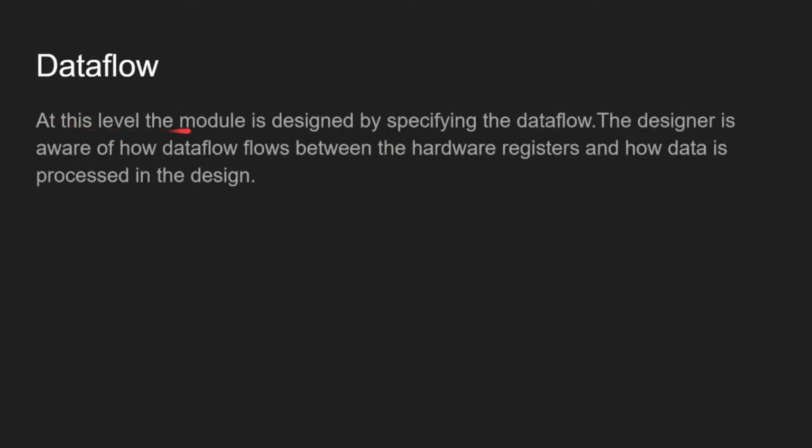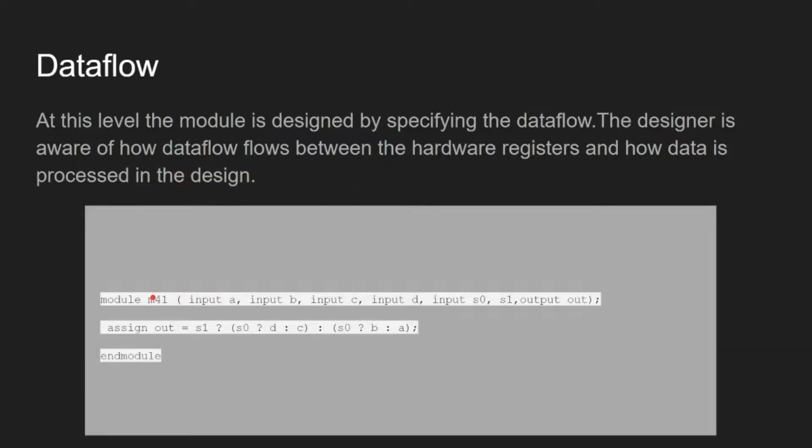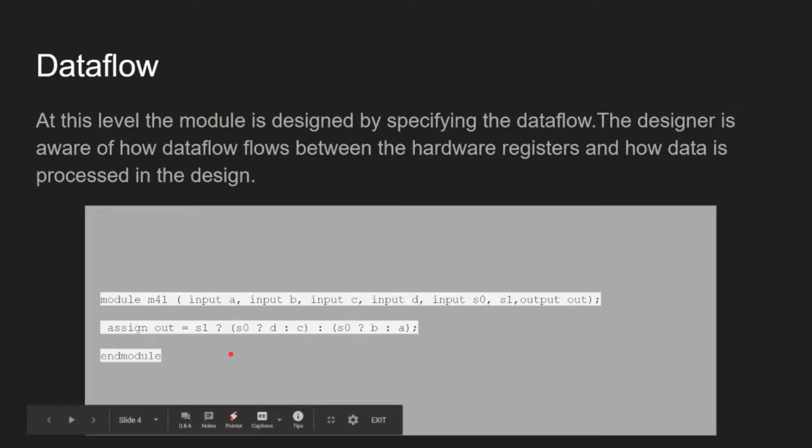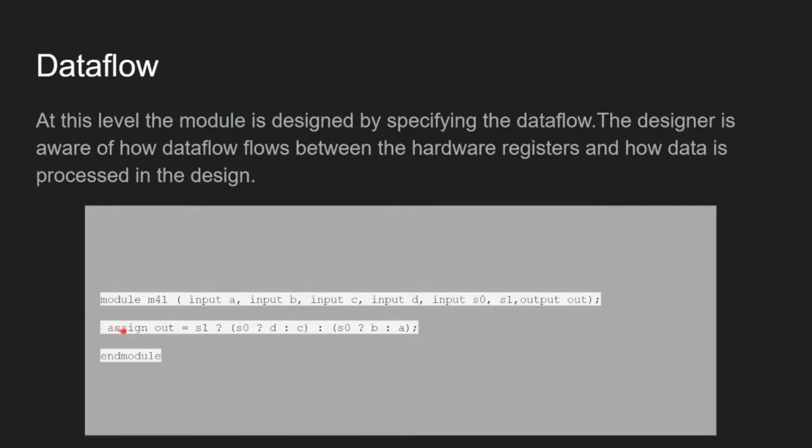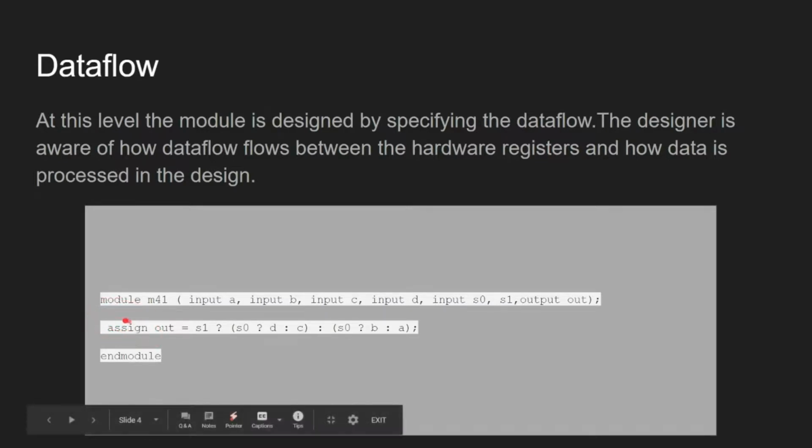And next is the data flow. Here in data flow, we're just concerned with how the data flows through the module. At this level, the module is designed by specifying the data flow. The designer is aware of how the data flows between the hardware registers and how the data is processed in the design. Now this is the data flow description of the 4:1 mux. As you can see, this is very small compared to the behavioral description. In the last video I have discussed the assign statement. You can watch my last video, it is available. So you're just concerned with how the data flows through the internal registers.